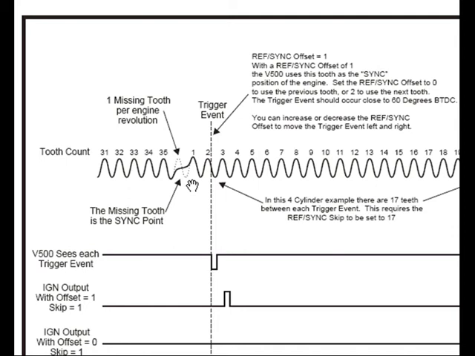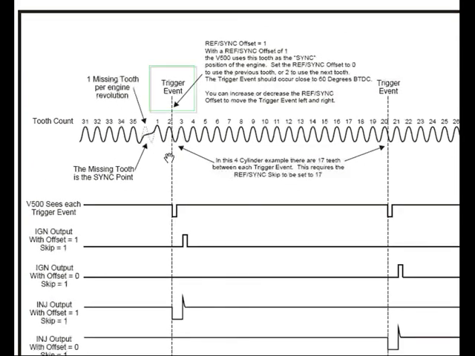The dashed lines indicate where the missing tooth would have been, and obviously when the tooth is not there, the waveform flattens out in the gap between the actual teeth that are there. The trigger events represent each cylinder event that happens. Now on a 4-cylinder, there are 2 trigger events per engine revolution.